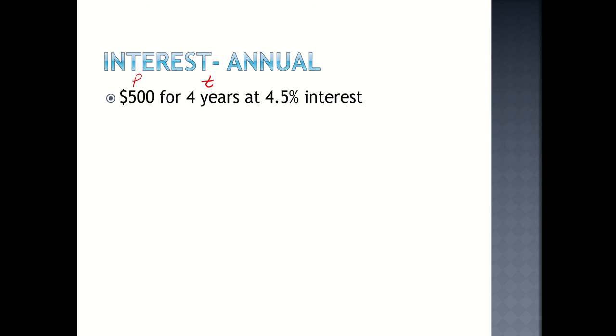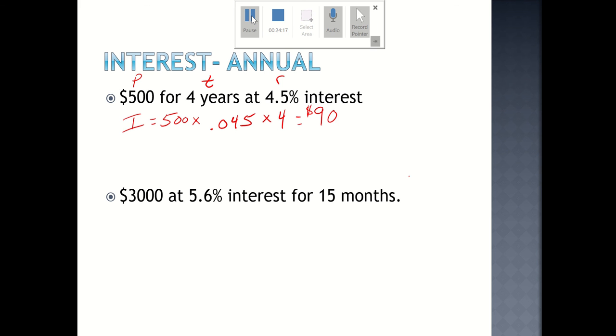P, your principal, is going to be 500, and R, your rate, is going to be 4.5%. So interest is equal to principal times the rate. Now remember, this has to be as a decimal, so that's 0.045 times time 4. Calculator helps you out here. You multiply all this together, and we get an interest of $90.